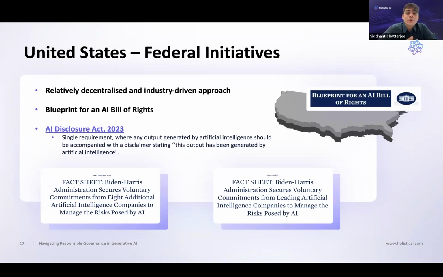There is also a new bill on the block, the AI Disclosure Act of 2023, which was introduced by Representative Richie Torres of New York's 15th Congressional District in June this year.